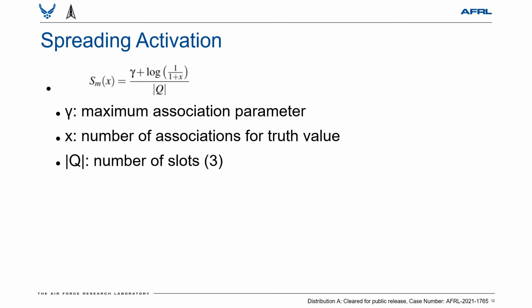As shown in the equation, activation is divided among matching truth values. Thus, spreading activation decreases as the number of matching truth values X increases.